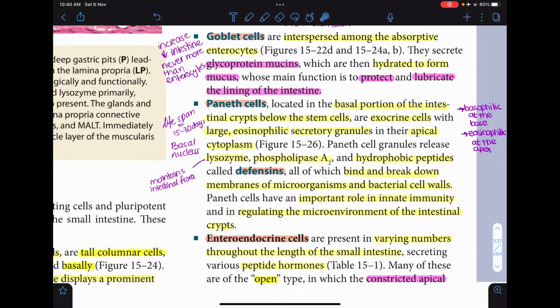the small intestine by binding and breaking down the membranes of microorganisms and bacterial cell walls, and they have an important role in innate immunity, and they also regulate the microenvironment of the intestinal crypts. They maintain the intestinal flora by يعني breaking down the cell wall of any foreign bacteria.